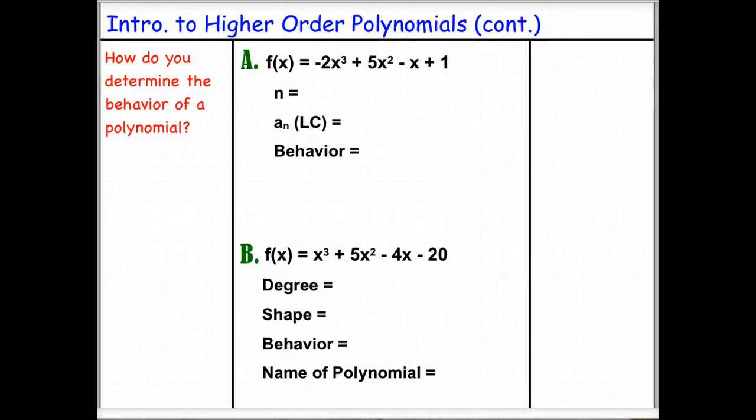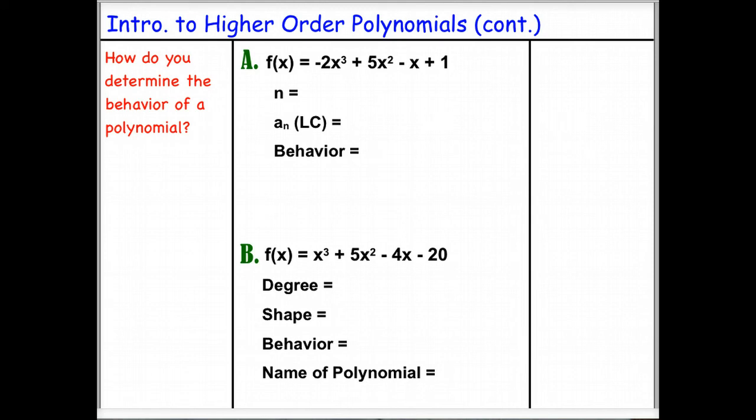Let's use the leading coefficient test and that table that was on the previous slide to help us out with these next few examples. So if we take a look at this first problem, we have f of x equals negative 2x cubed plus 5x squared minus x plus 1. I need to know what n is.